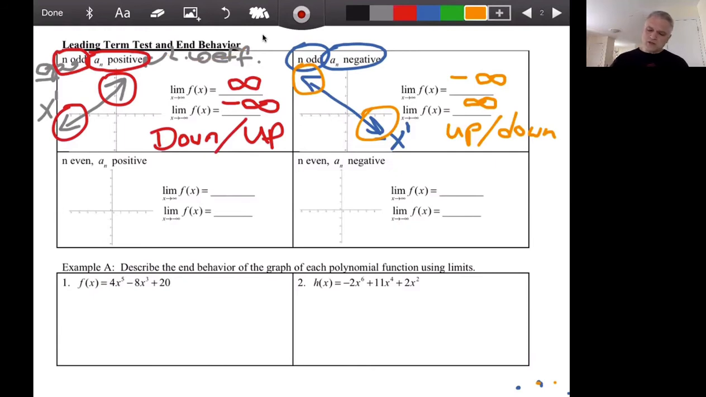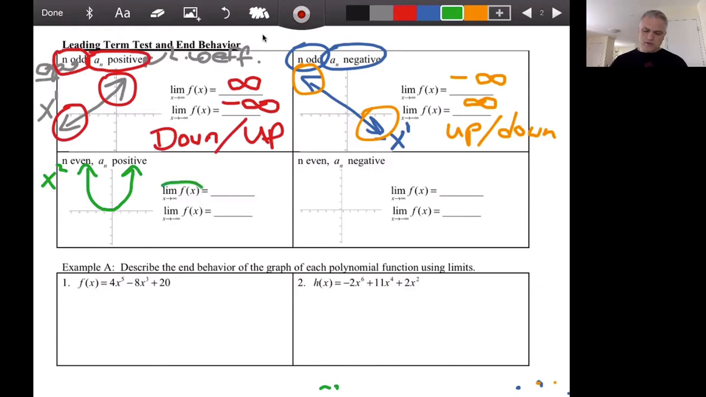Okay, so now let's go to a different one. Let's say that n is even, so an even degree. The exponent of your leading term is even, and your leading coefficient is positive. An example of that is positive 1x to the, think of an even number, nice and easy, x squared. What does x squared look like? Well, it looks like those lovely parabolas that you've been working with since Algebra 2. So let's examine this, shall we?